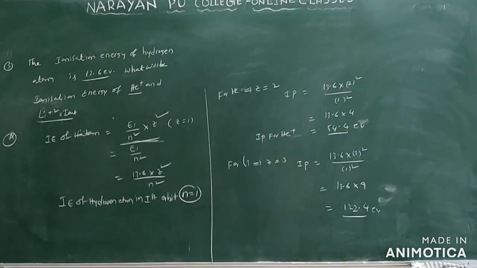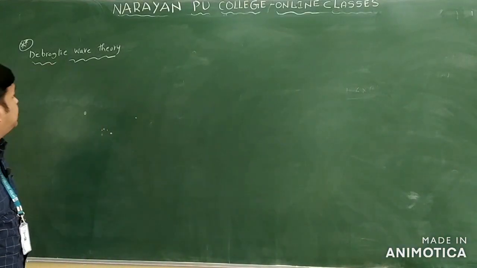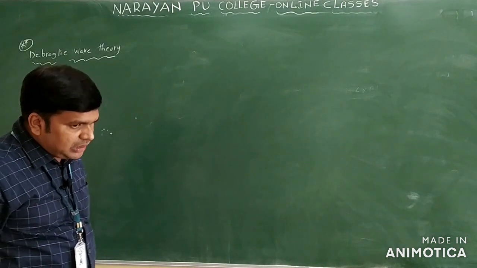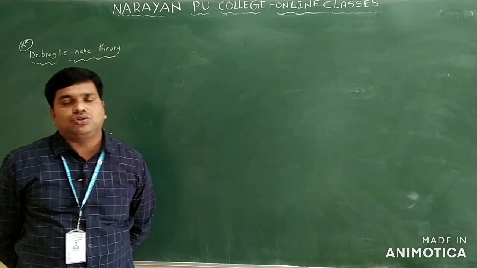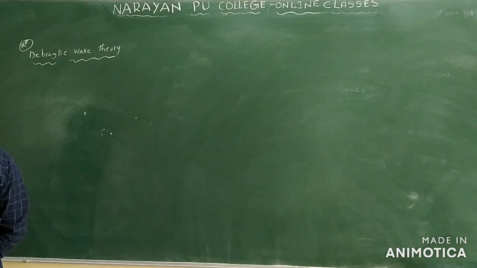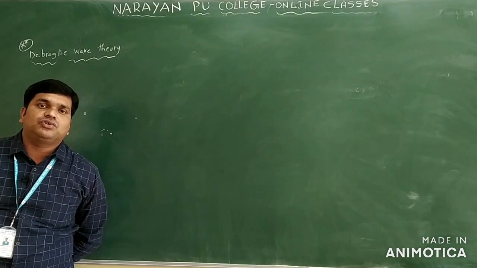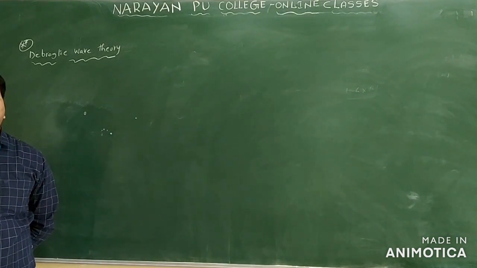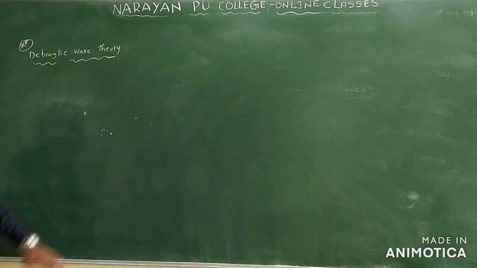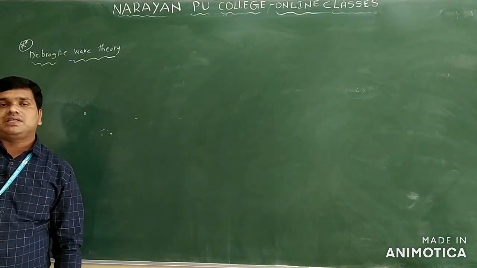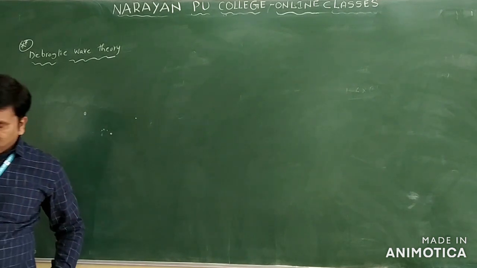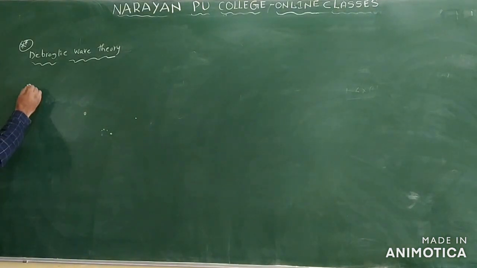The next concept we have is de Broglie's wave theory, very important. According to de Broglie, all the moving particles have both wave nature and particle nature. Whenever the particles are moving, those particles have both wave nature and particle nature. The wave nature of the electron was proposed by de Broglie's theory.